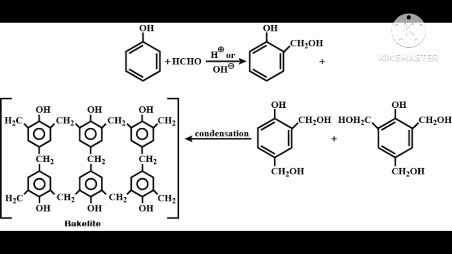And the reaction starts with initial formation of ortho or para-hydroxy methylphenol derivative. You will get this product first, and this further reacts with phenol to form compounds having rings joined to each other through CH2 groups. The initial product, I told you, will be Novolac, used in paints.